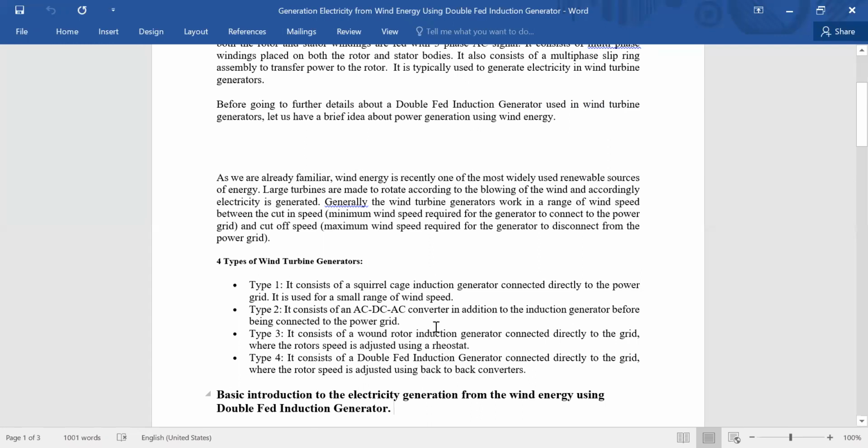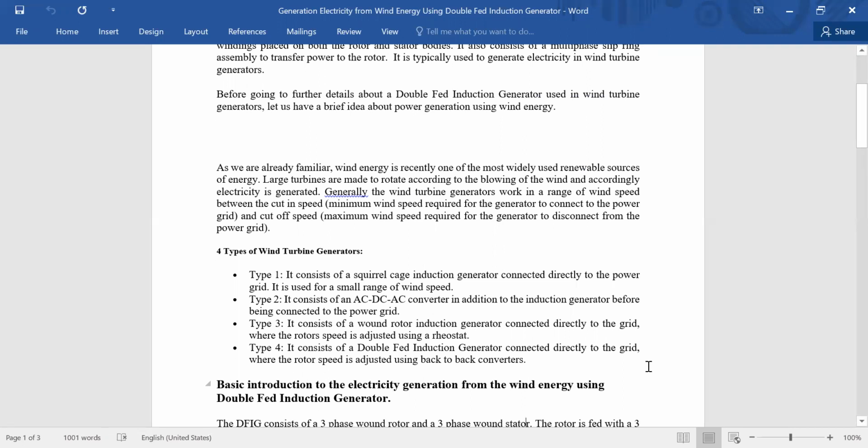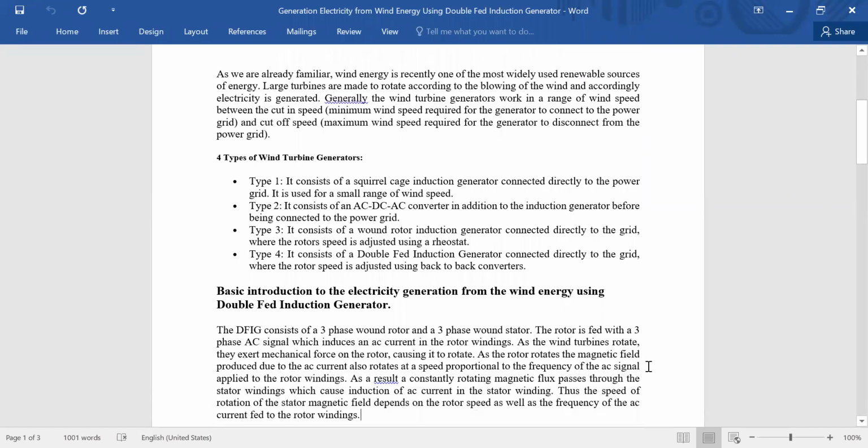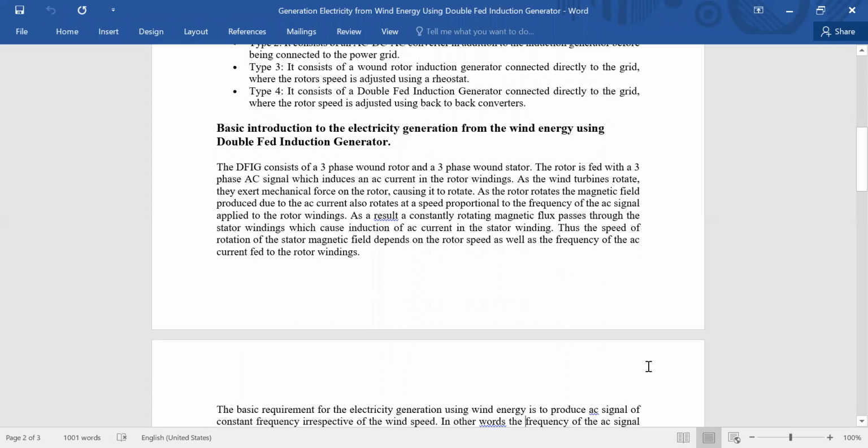Then the fourth type is the double fed induction generator, which is directly connected to the grid, where the rotor speed is adjusted. How are we adjusting the rotor speed? We are adjusting it with back-to-back converters. So our main aim is the double fed induction generator, DFIG for short.